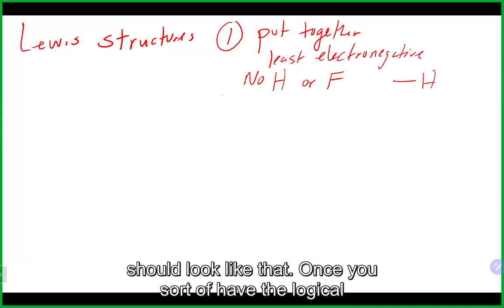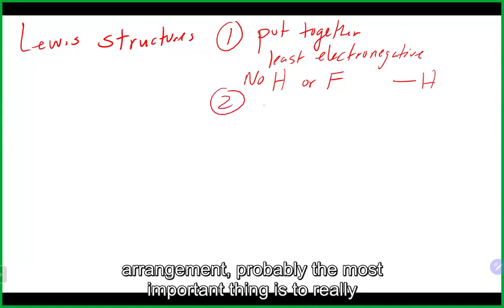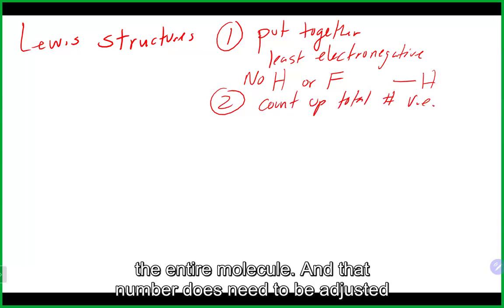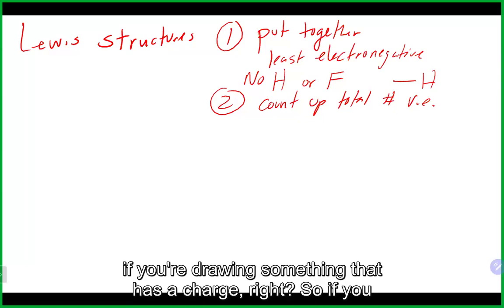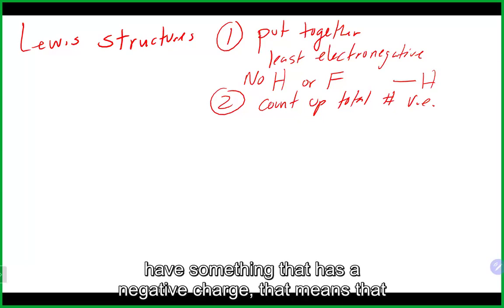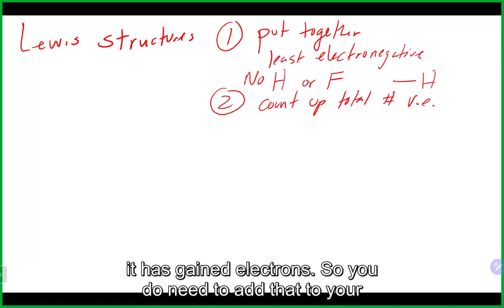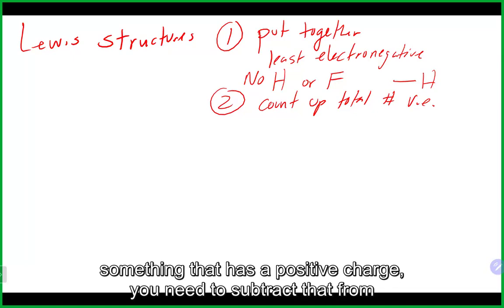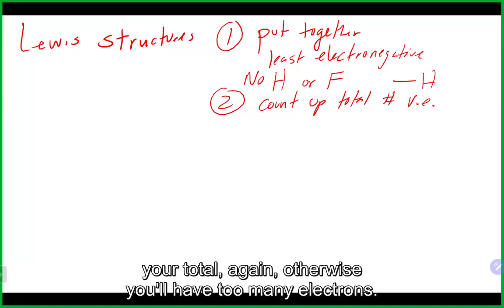Once you have the logical arrangement, probably the most important thing is to count up the total number of valence electrons. And that's in the entire molecule. And that number does need to be adjusted if you're drawing something that has a charge, right? So if you have something that has a negative charge, that means that it has gained electrons. So you do need to add that to your total. Otherwise, you'll be short some electrons. And also, if something has a positive charge, you need to subtract that from your total. Again, otherwise, you'll have too many electrons.